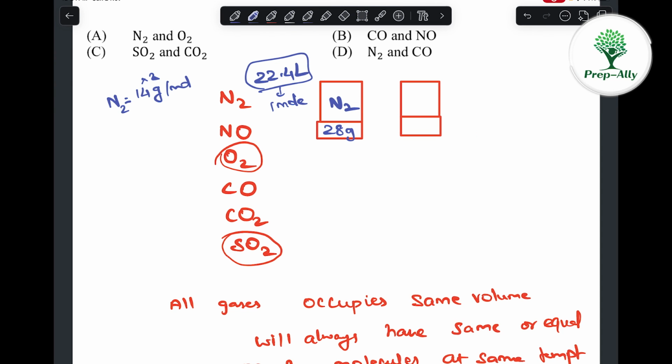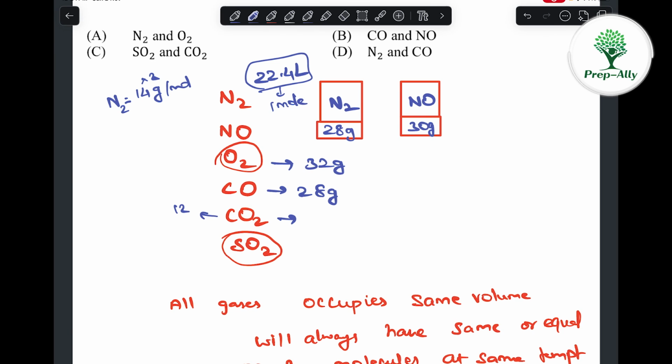Okay, I have another gas which is NO, which will occupy 30 gram if I take it like 22.4 liter. If I take O2, which will occupy 32 gram again, and CO will occupy 28 grams, and CO2 will occupy 1C is 12 and O2 is 32 now.